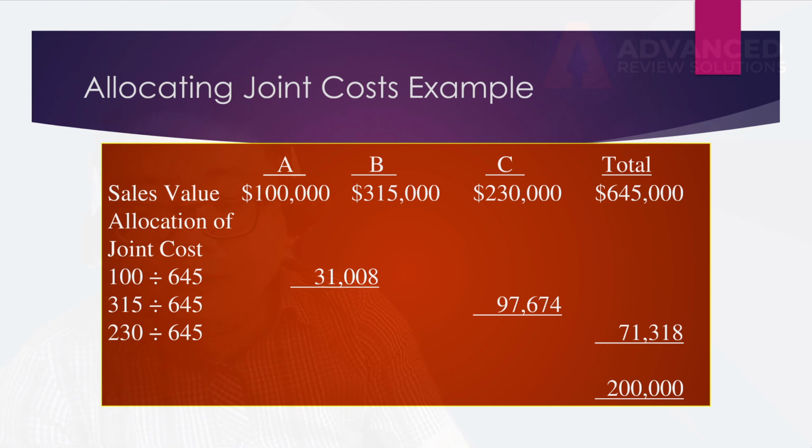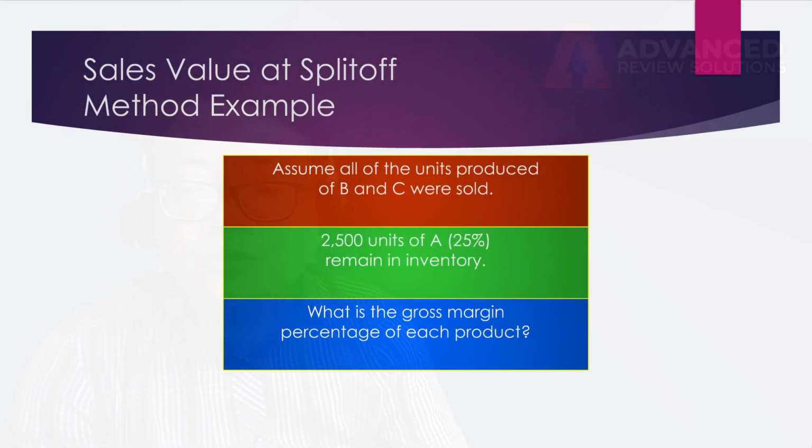Nagkamali lang yung ano, nawala. Again, 31,008 for product A. Product B may 97,674. Yung product C naman ay may 71,318. If you add all, you have 200,000. Ganun kasimple ang pag-allocate ng cost, okay? Ng joint cost.